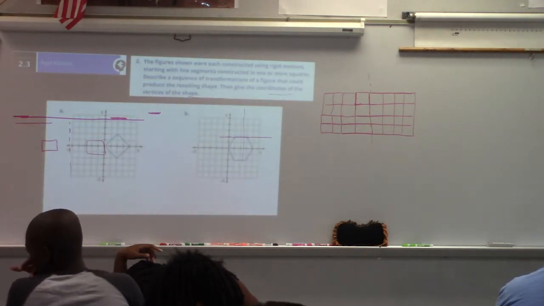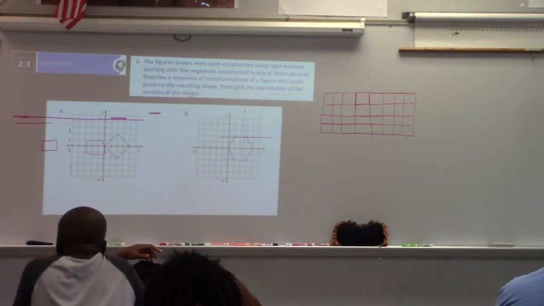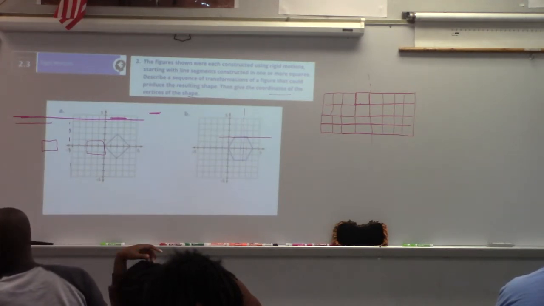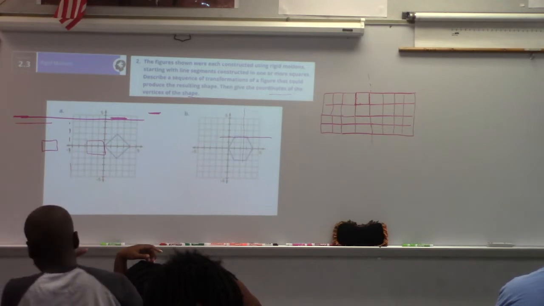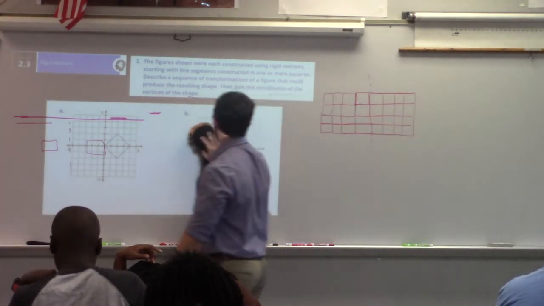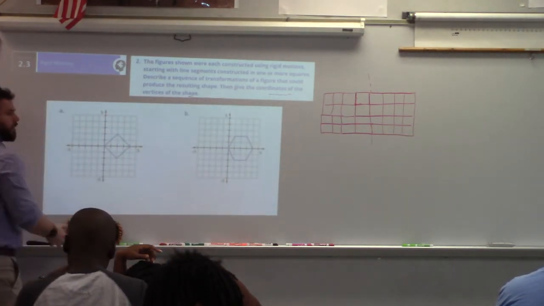So here's what we're looking at with number two. We're now going to use the idea of those rigid motions. Each of these figures was constructed using rigid motions, starting with line segments constructed in one or more squares. So I'm going to work through 2-8 with y'all before I have y'all work a little bit on your own.